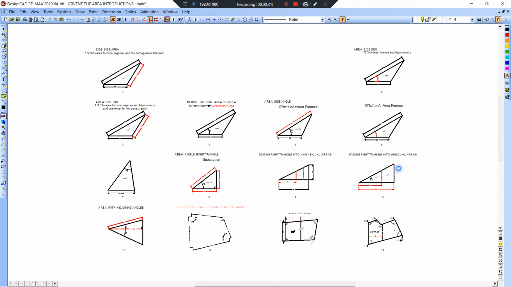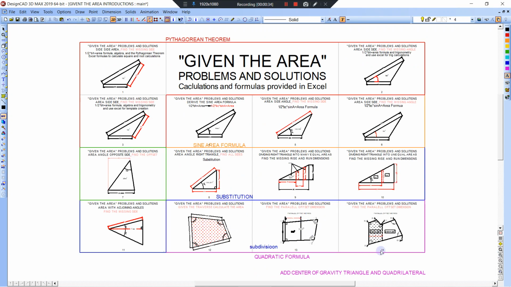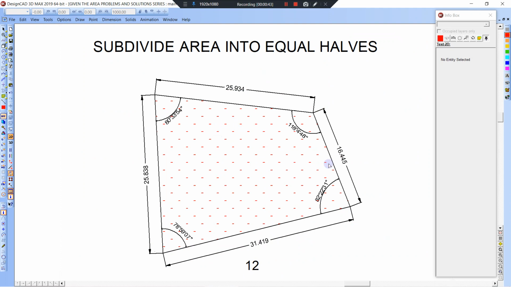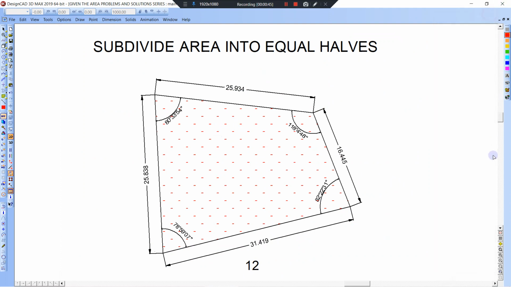Let's zoom out right here, very close to the end. These are the subdivision problems that require the quadratic equation. So let's go to the solution. Here we go, same problem, and let's take a look at the solution.